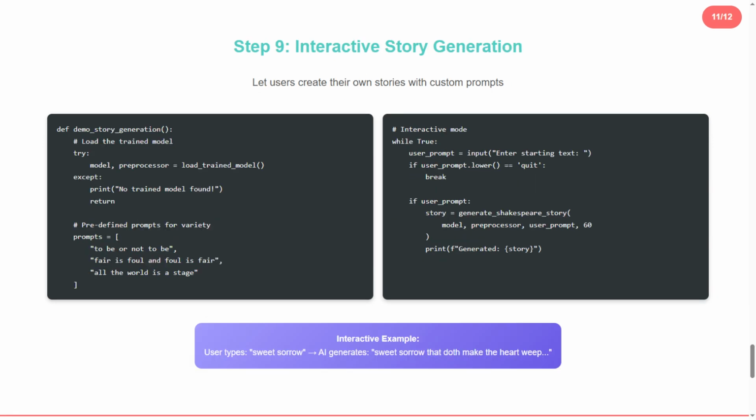Now for the coolest part, letting users create their own stories. The demo function loads our trained model and offers pre-made prompts, but the interactive mode is where the real fun begins. Users can type any starting phrase they want and instantly get a custom Shakespeare story. Type "sweet sorrow" and watch the AI weave it into beautiful poetry. This transforms our technical project into something anyone can play with and enjoy. That's the power of good user interface design.